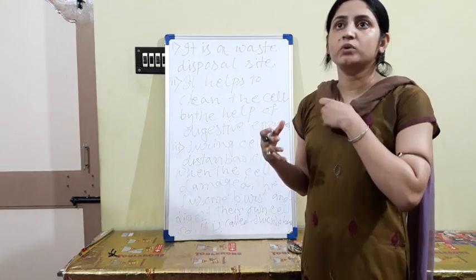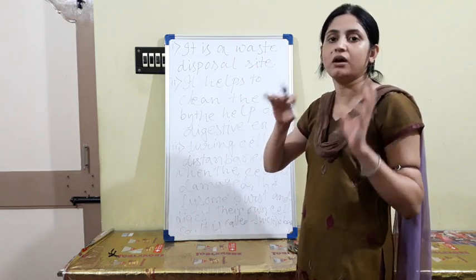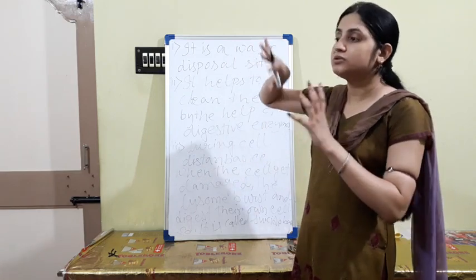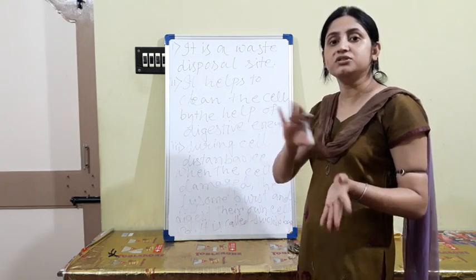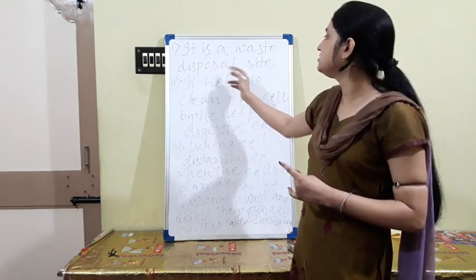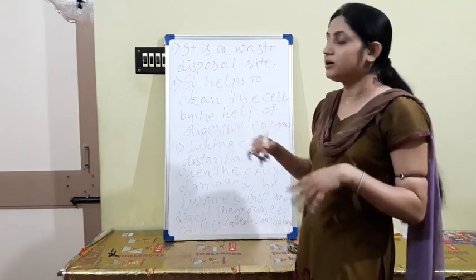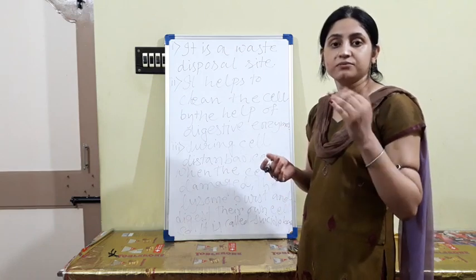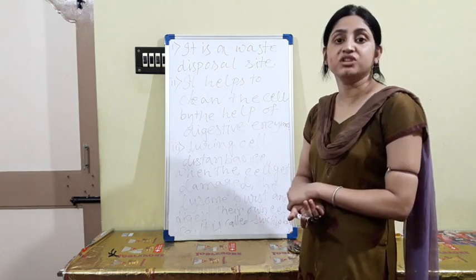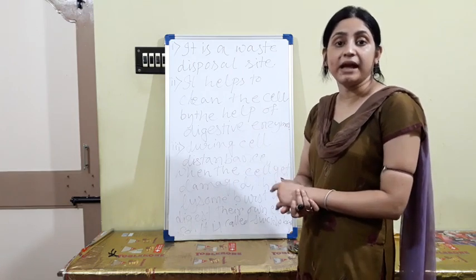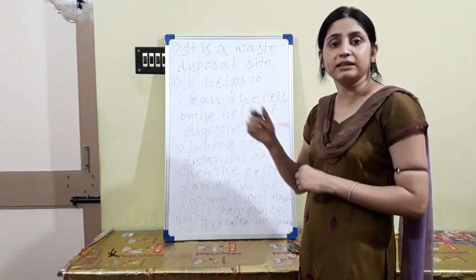Anything that is harmful, anything that is produced after any cellular activities, all the waste material and harmful material is disposed or stored in the lysosome, because another enzyme is present which dissolves all these things. So waste disposal site, and obviously it helps to clean the cell. The cell will be cleaned by the lysosome because it contains very powerful enzymes. It has the capability to digest any type of foreign material, any type of organic material present in the cell.